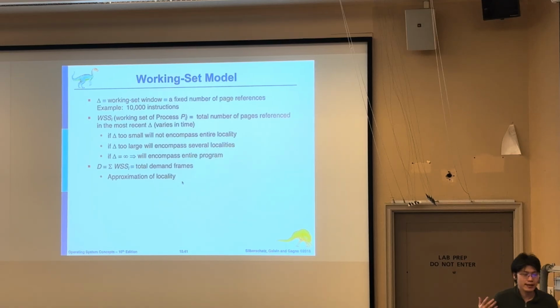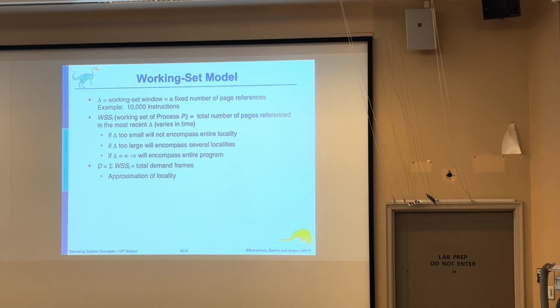Essentially, it's saying that at any point in time, you need to have sufficient memory that covers all the working sets. But we can go through these bullet points slowly. A working set window is a fixed number of page references, for example 10,000 instructions during the execution. The working set of process Pi is the total number of pages referenced in the most recent working set window.